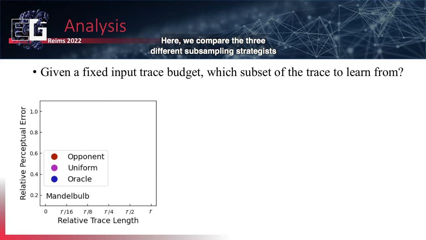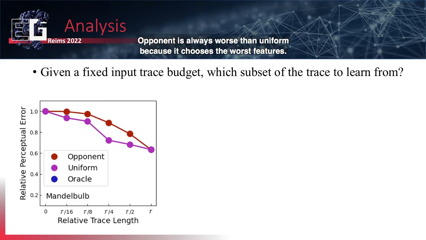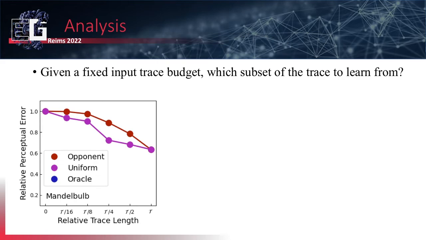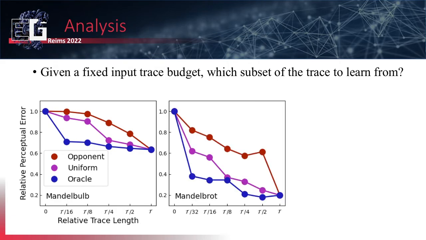Here we compare the three different subsample strategies using the Mandelbrot shader. Uniform is the one we use in our main results. Opponent is always worse than uniform because it chooses the worst features, and oracle is always better than uniform because it chooses the best features. But both oracle and opponent require training an additional model with the full trace.